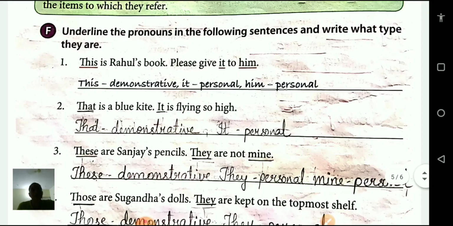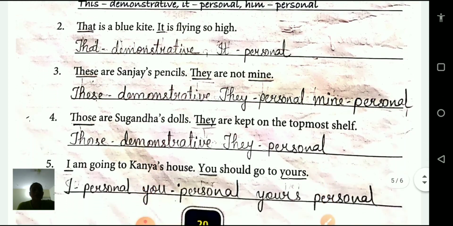Now the next one. That is a blue kite. It is flying so high. That points out the blue kite. So that means demonstrative pronoun and it means personal pronoun. Okay students, now the rest of all you have to do by yourself.